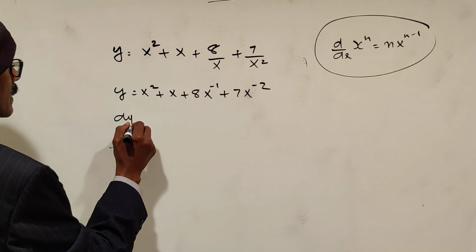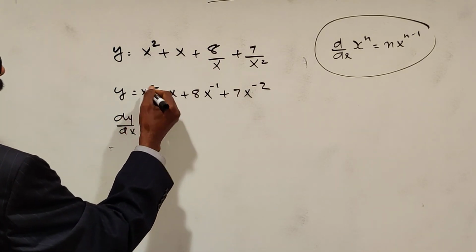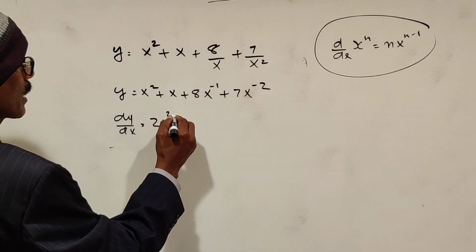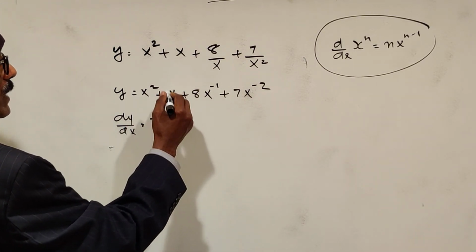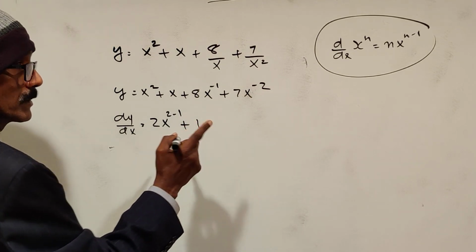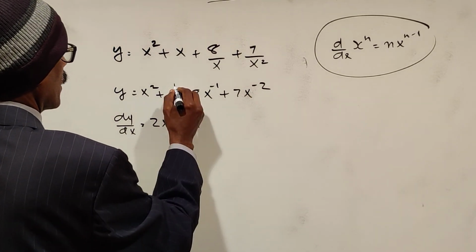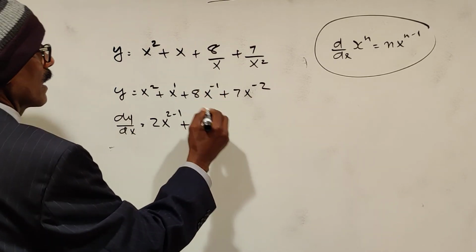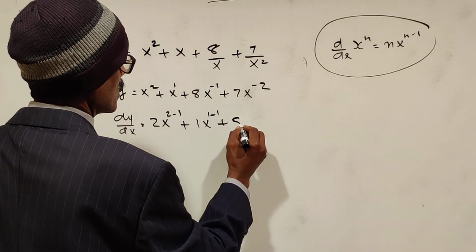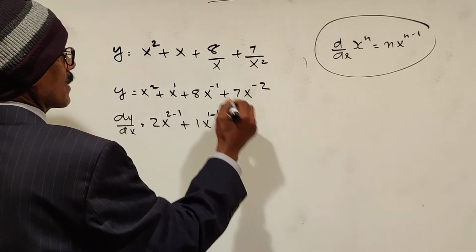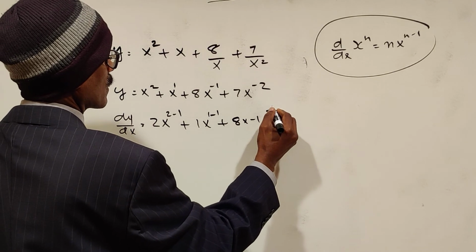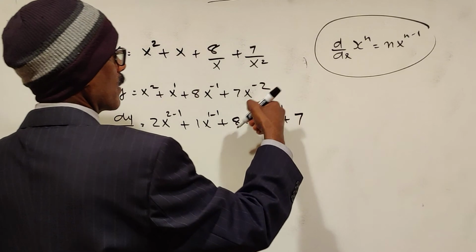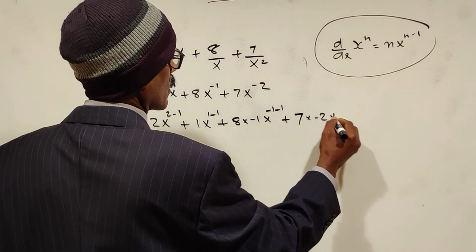Okay, dy by dx equals, what is the derivative of x to the power 2? 2x to the power 2 minus 1, plus the derivative of x, which is 1. You got it? Because the power is 1. 1 x to the power 1 minus 1, plus the derivative of 8 x raised to minus 1: 8 into minus 1 x to the power minus 1, plus 7 times the derivative of x to the power minus 2, which is minus 2 x to the power minus 2 minus 1.